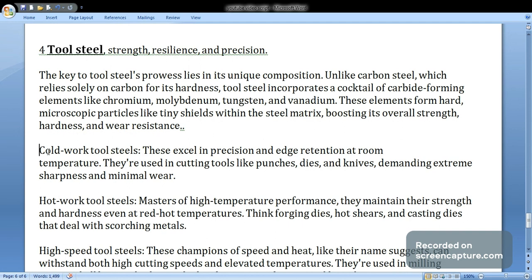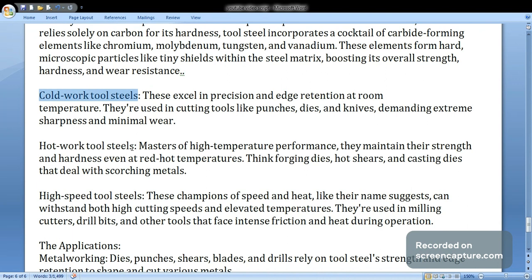Basically, tool steel is used in cold work tool steels like punches, dies, and knives, demanding accuracy and minimal wear. Hot work tool steel is basically used in forging dies, hot shears, and casting dies, and deals with other materials. High speed tool steel is basically used in milling cutters, drilling bits, and other tools that face intense friction and heat during operation.